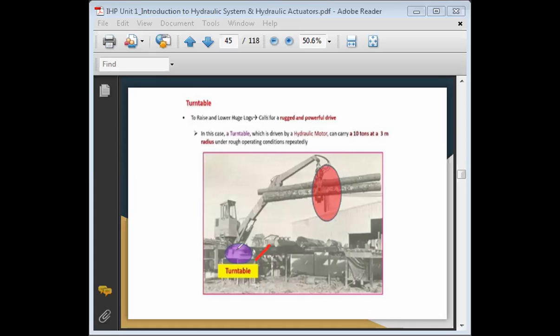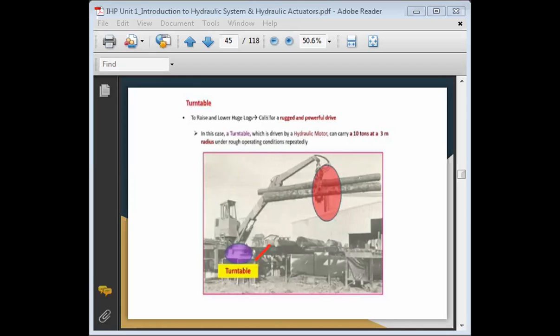This turntable is driven by a hydraulic motor, and it can carry 10 tons at a 3 meter radius, even under rough operating conditions. So it will lift 10-ton loads and move them around 3 meters very easily and very quickly.